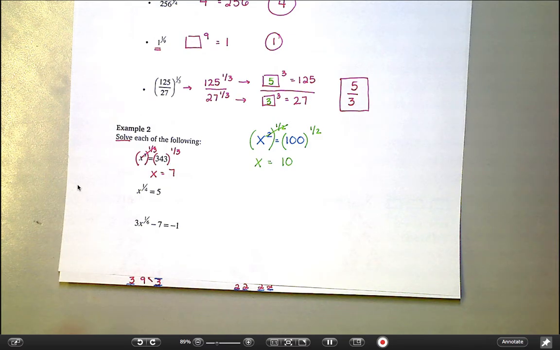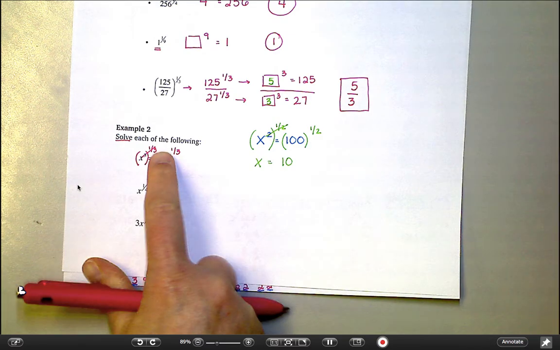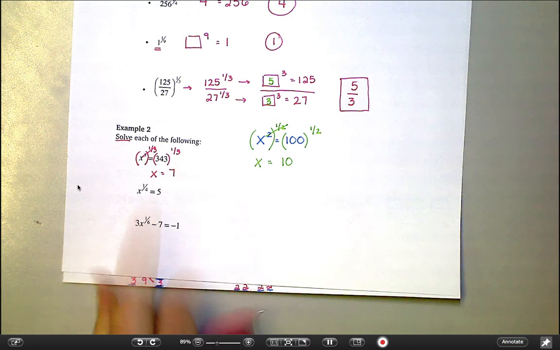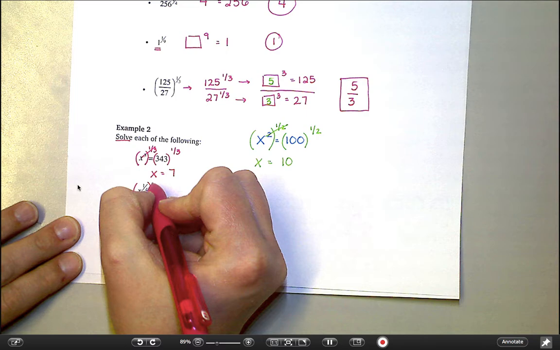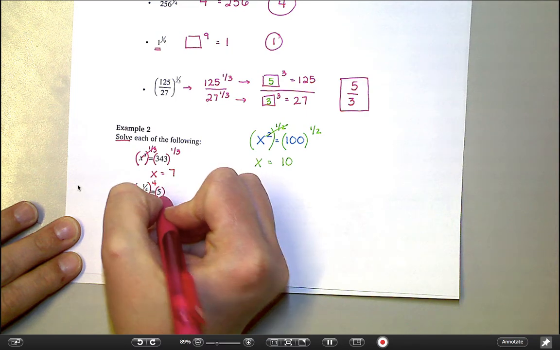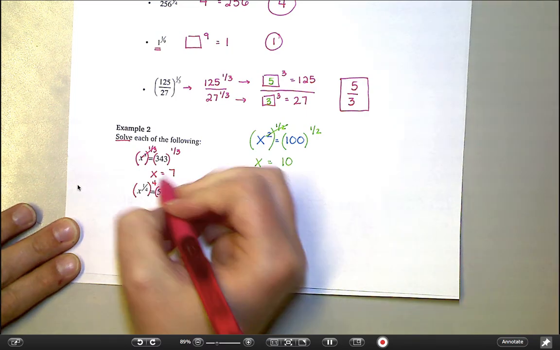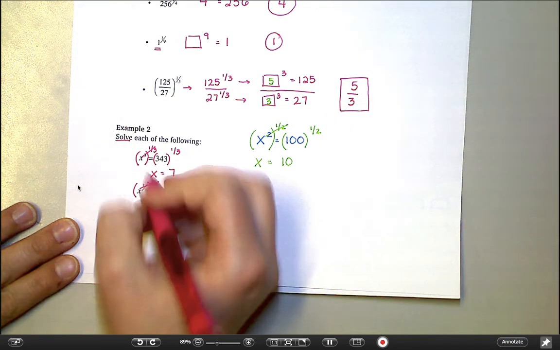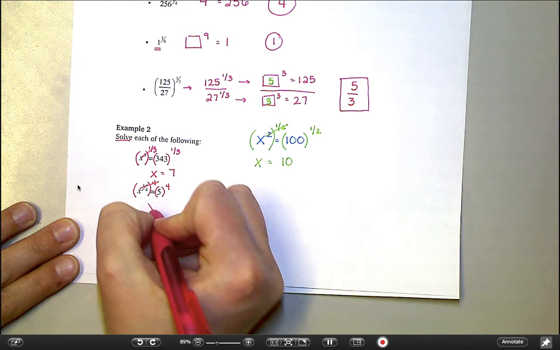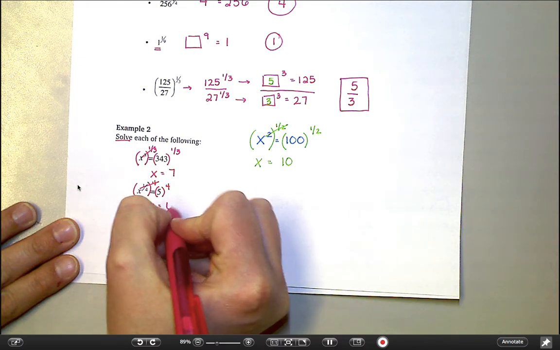So then, how do we get rid of a power of 1/4? That's kind of backwards from this, right? Well, to get rid of a power of 1/4, we're going to raise to a power of 4. Okay, because 4 and 1/4 are going to cancel. All right, and then I just have to do 5 to the 4th power. You can use a calculator on that if you needed to, but 5 to the 4th power is 625.